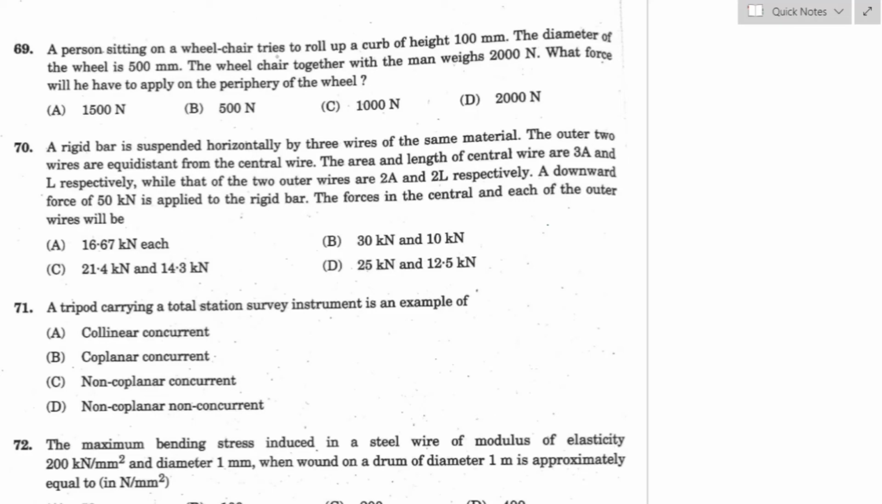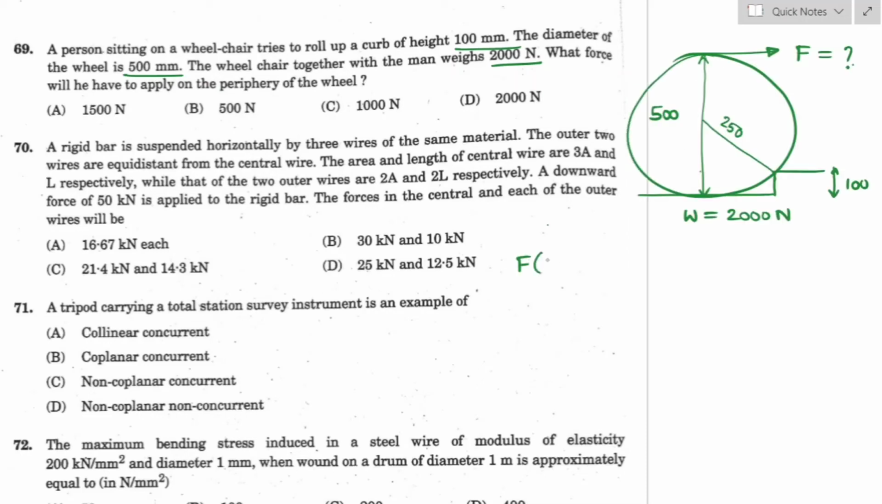Number 69. A person sitting on a wheelchair tries to roll up a curb height of 100 mm. Diameter of the wheel is 500 mm. The wheelchair together with the man weighs 2000 Newton. What force will we have to apply on the periphery of the wheel? So total force into lever arm depth means it is 500 of a dia wheel minus curb height of 100 mm, which is equal to total load 2000 to its distance.